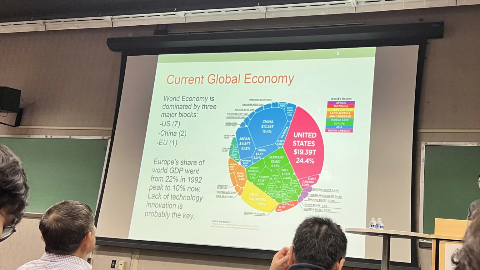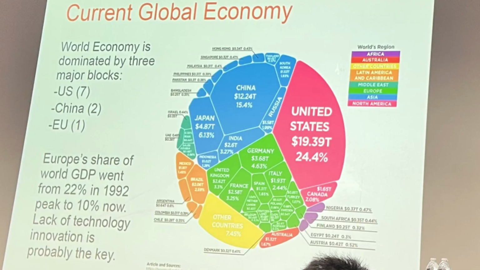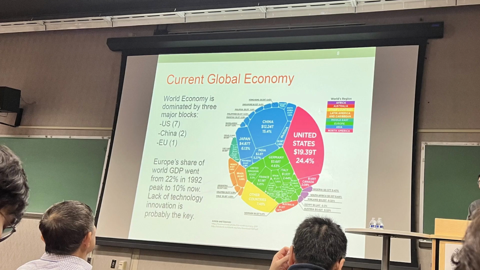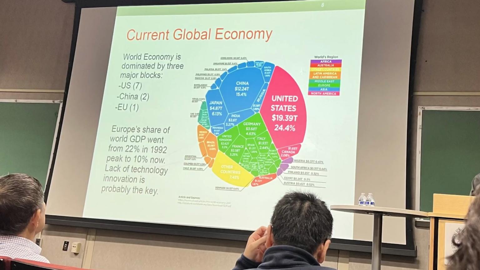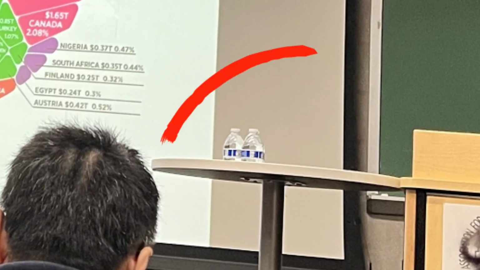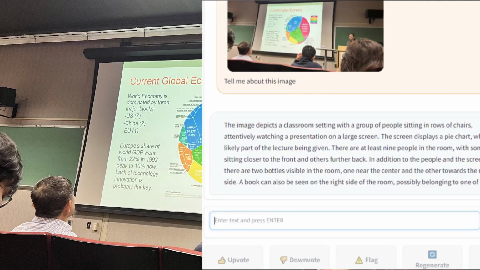watching a presentation on a large screen. The screen displays a pie chart, which is likely part of the lecture being given. There are at least 9 people in the room, some sitting closer to the front and some near the center and others towards the right side. There are 2 bottles visible in the room, possibly belonging to one of the attendees."